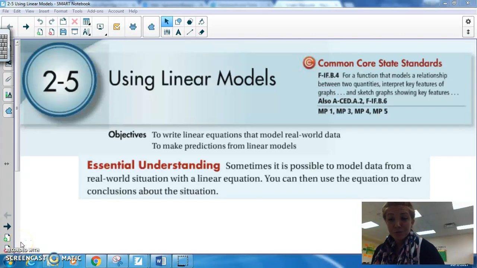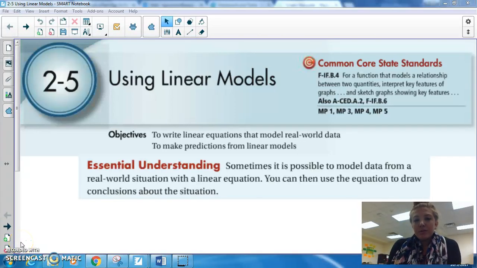Hey guys, today we're going to do 2.5 using linear models. You will be able to write linear equations that model real-world data, and you will be able to make predictions from linear models. Our essential understanding is sometimes it is possible to model data from a real-world situation with a linear equation. You can then use the equation to draw conclusions about the situation.